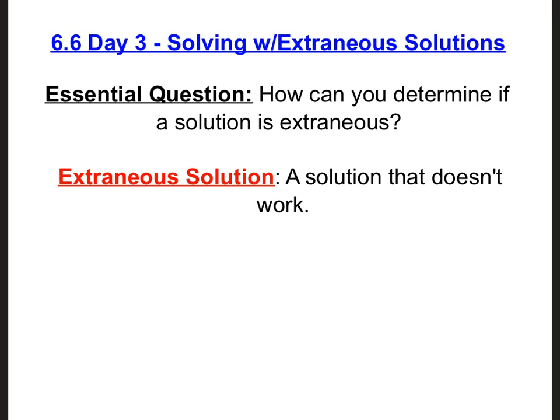Hi everybody, today we are working on 6.6 day 3. We are solving equations with extraneous solutions. Your essential question says, how can you determine if a solution is extraneous?